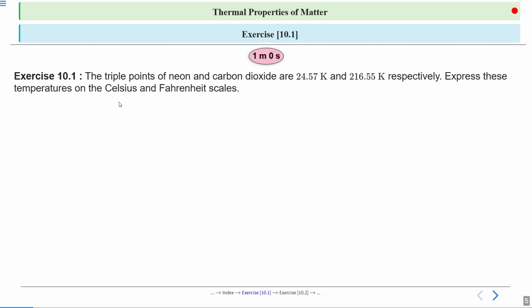So the question is, the triple points of neon and carbon dioxide are 24.57 Kelvin and 216.55 Kelvin respectively. Express these temperatures on the Celsius and Fahrenheit scales. So in this question, you have to find out the temperature on the Celsius scale and Fahrenheit scale. Alright. Let's solve this question. You have some time.